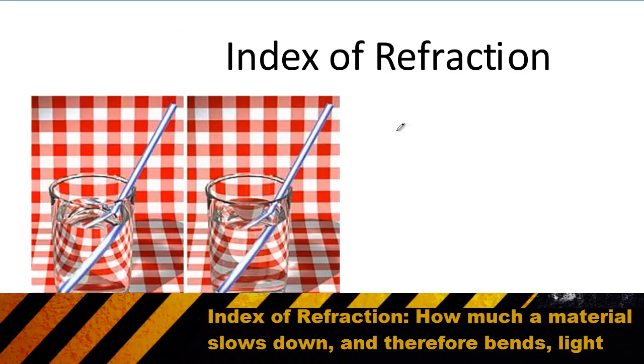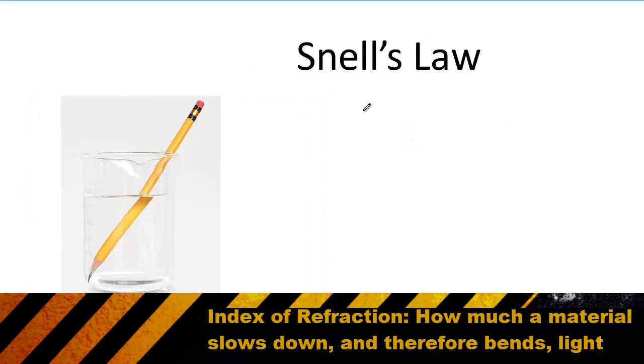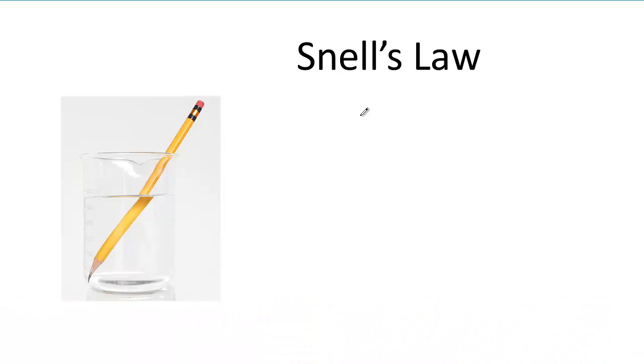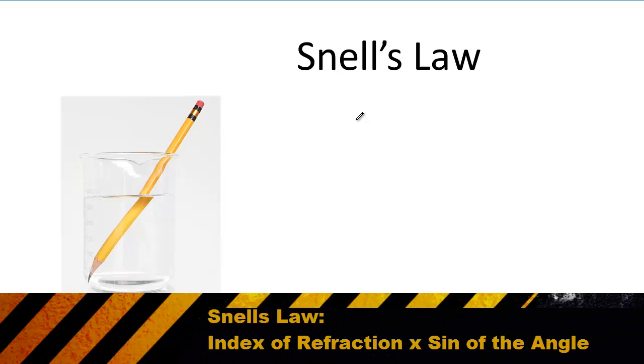The index of refraction is a number that represents the ratio of the speed of light divided by the speed of light in the new medium. And the slower light moves in the medium, the more that medium can bend light. Snell's law is used to calculate how much the trajectory of a ray of light changes as it changes medium. Snell's law is that the index of refraction for a material times the sine of the original angle, or the incident angle, is equal to the index of refraction for the new medium times the sine of the new angle.